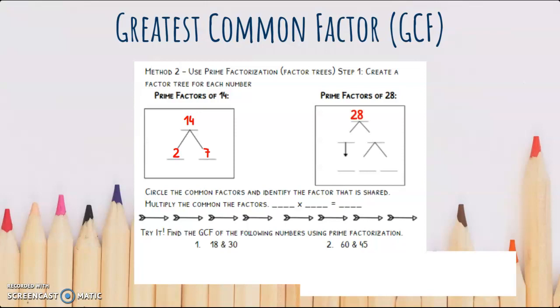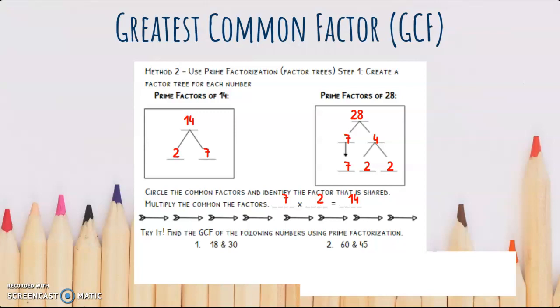We do the same thing for 28, and we can do 7 times 4. Since 7 is a prime number, it will carry down, but 4 can be factored again into 2 and 2. Now we will circle the common factors and identify the factors that are shared. Both 14 and 28 share a 2 and a 7. So we take 7 and multiply it times 2, and we get 14. So the greatest common factor again is 14.